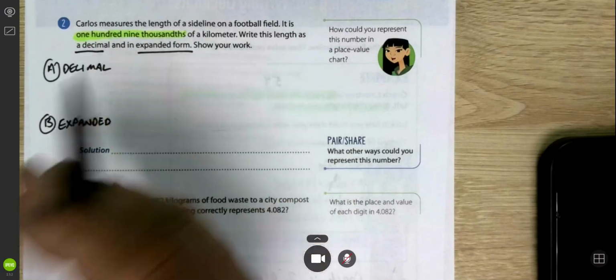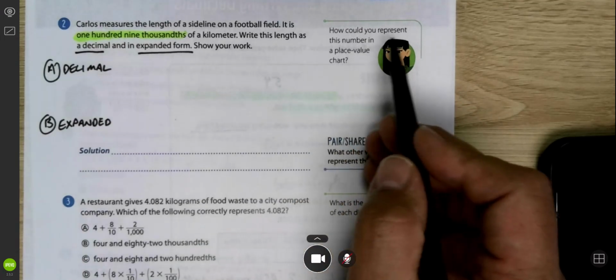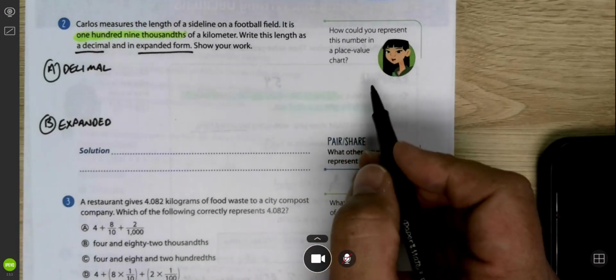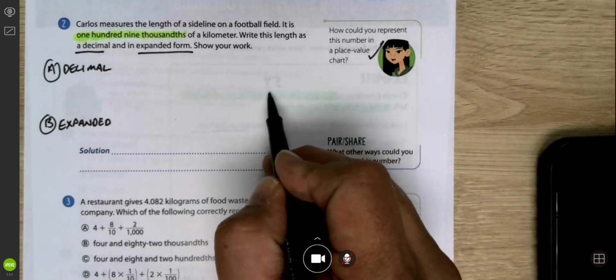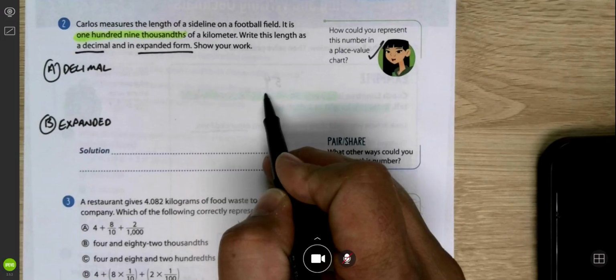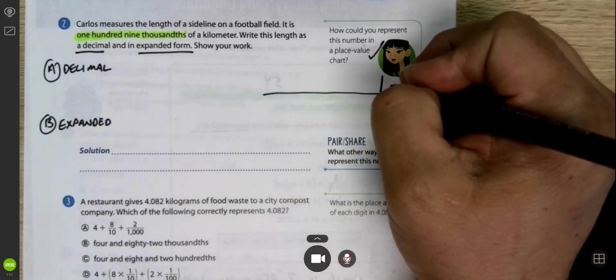And what I'm doing here is I'm setting myself up for success, before I try to do decimal form, before I try to do expanded form. Okay, look at this question here. How could you represent this number in a place value chart? Let's go back to our go-to strategy that's been working for us time and time again. If it ain't broke, don't fix it.